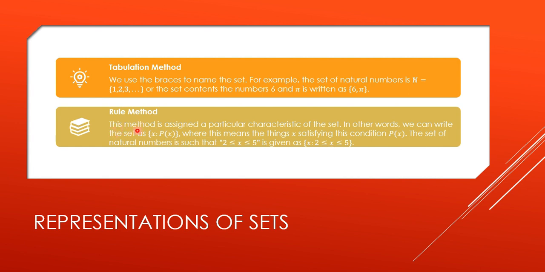Rule method. In this method, we specify a particular characteristic of the set. In other words, we can write the set as {x such that p(x)}, where this means the things x satisfying this condition p(x). The set of natural numbers such that x is greater than or equal to 2 and less than or equal to 5 is given as this.